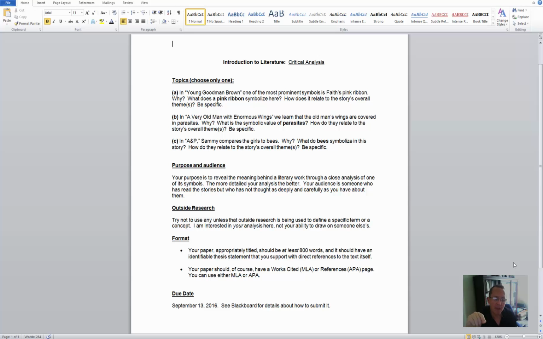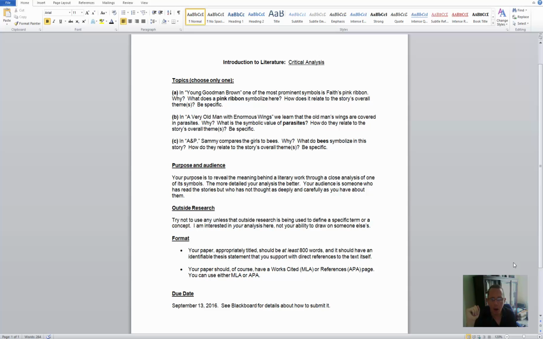In A Very Old Man with Enormous Wings, at one point the old man who has these big wings is described as having parasites on these wings. Why would Marquez, the author, include that detail about parasites? Your whole paper has to be explaining the function of parasites in the story, how they might connect to what the story is about.